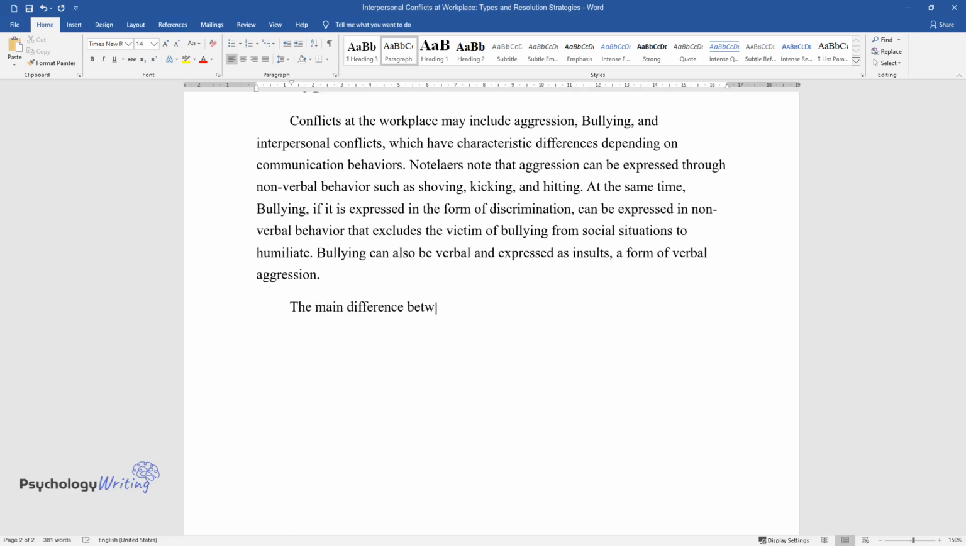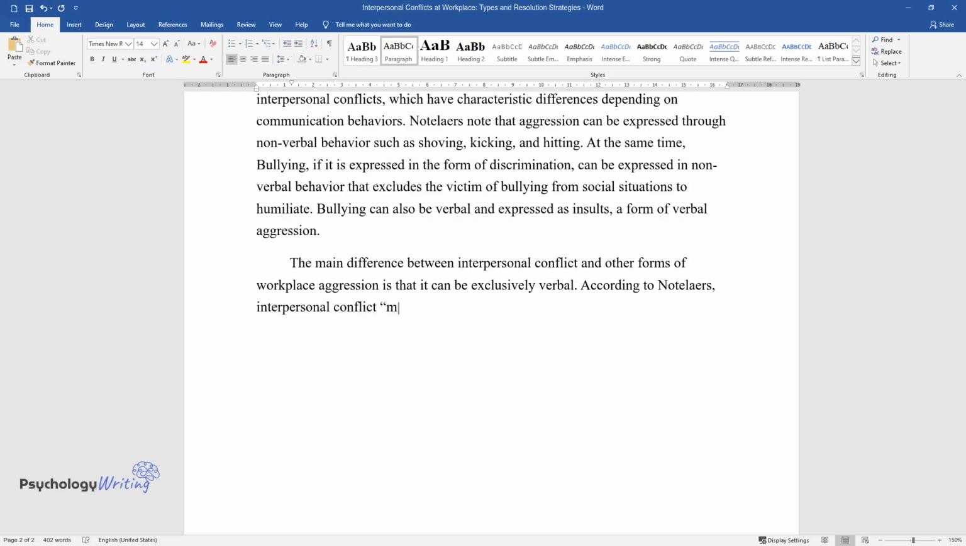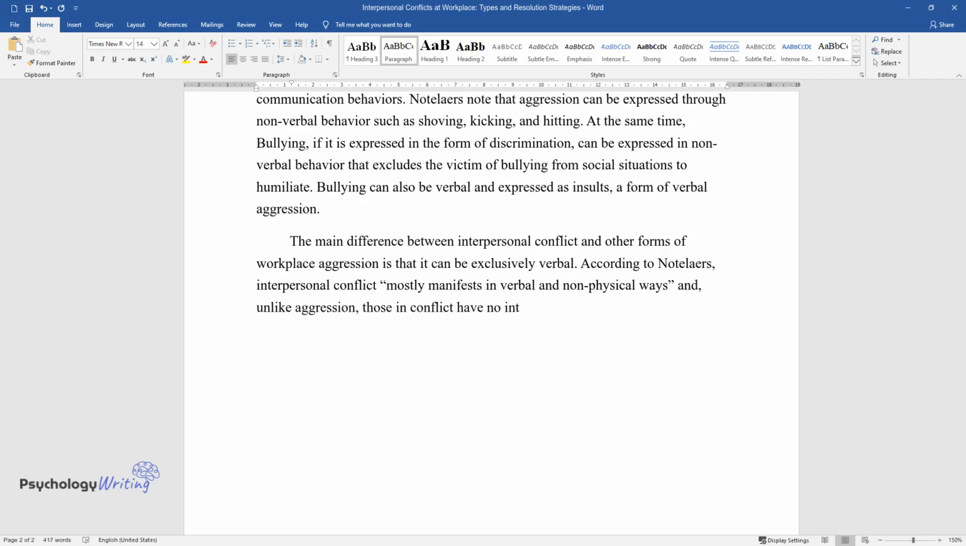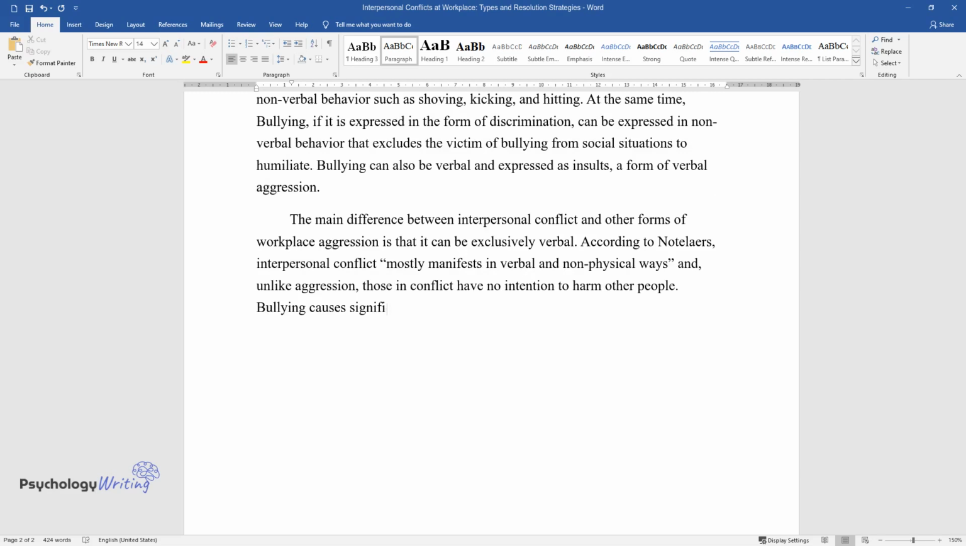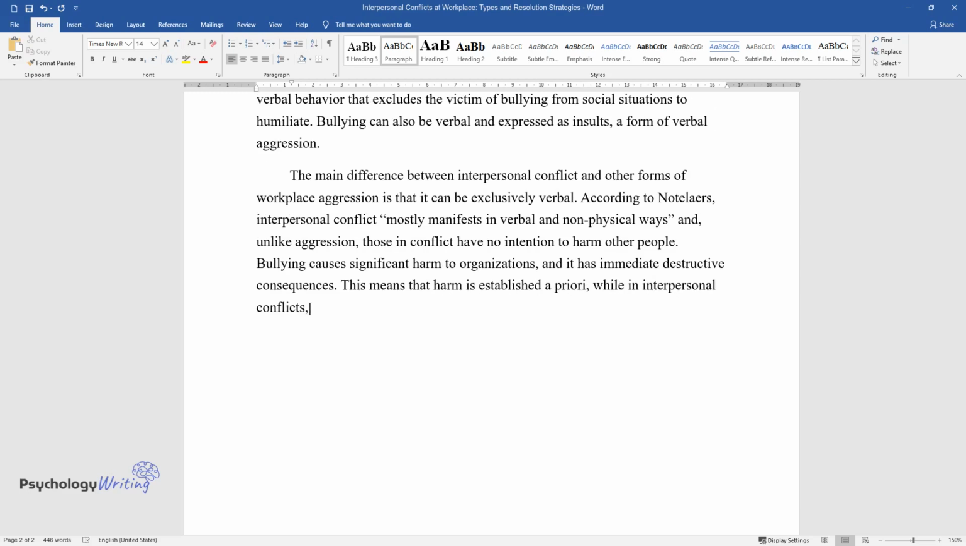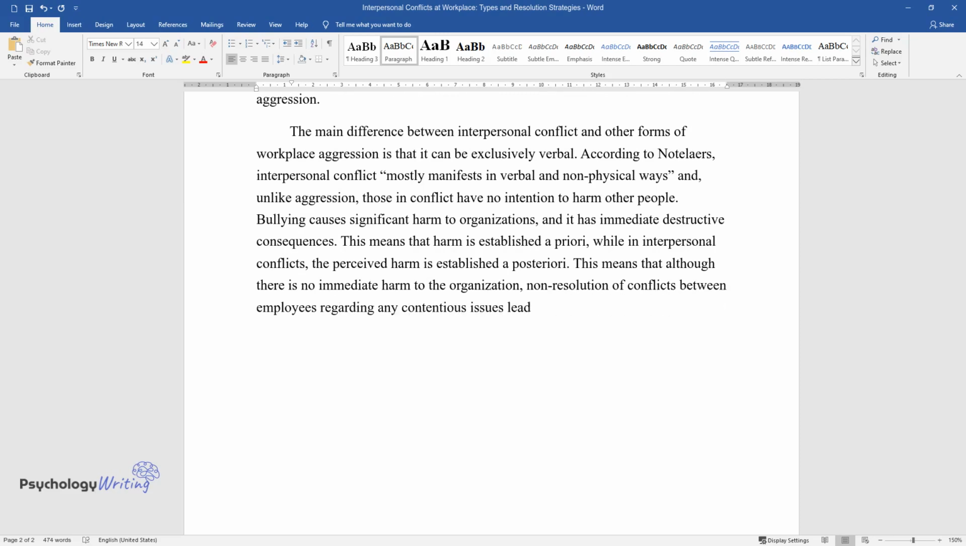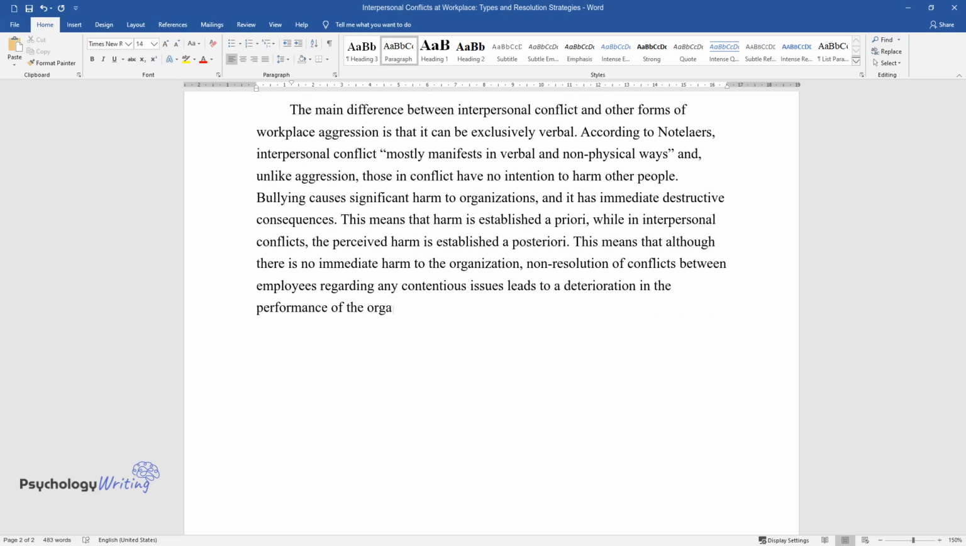The main difference between interpersonal conflict and other forms of workplace aggression is that it can be exclusively verbal. According to Notelaers, interpersonal conflict mostly manifests in verbal and non-physical ways and, unlike aggression, those in conflict have no intention to harm other people. Bullying causes significant harm to organizations, and it has immediate destructive consequences. This means that harm is established a priori, while in interpersonal conflicts, the perceived harm is established a posteriori. This means that although there is no immediate harm to the organization, non-resolution of conflicts between employees regarding any contentious issues leads to a deterioration in the performance of the organization as a whole.